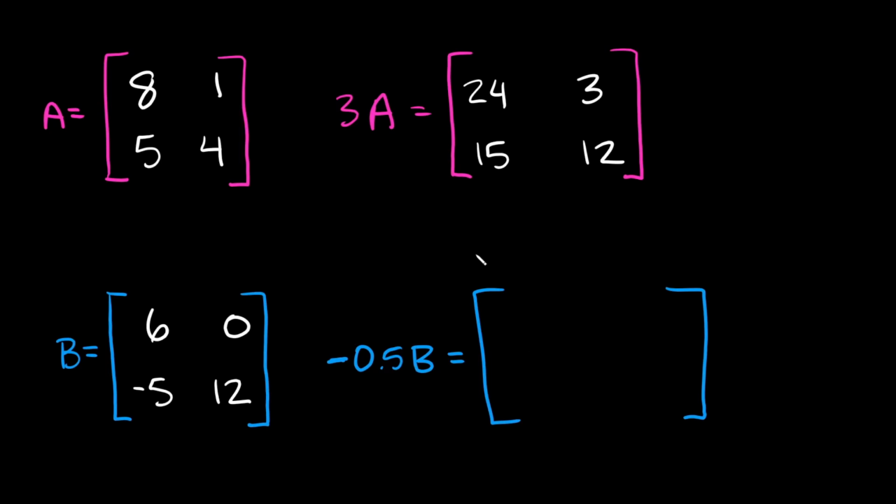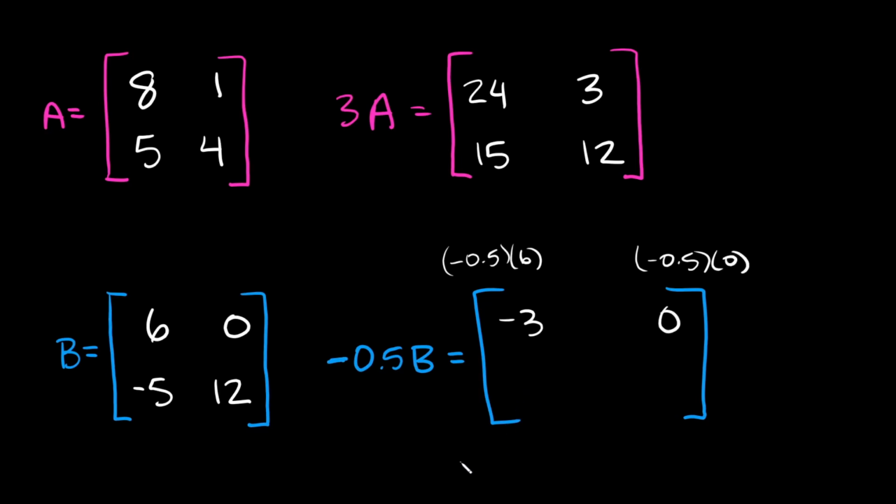So here we would have negative 0.5 times 6. 0.5 times 6 is equal to 3, and a negative times a positive is a negative. So we'd have negative 3 right here. And then here, negative 0.5 times 0 would just be 0.